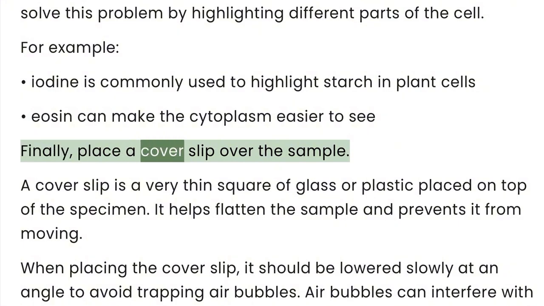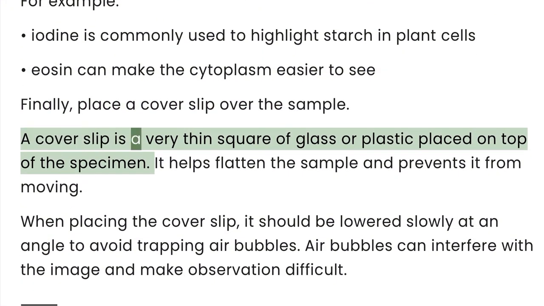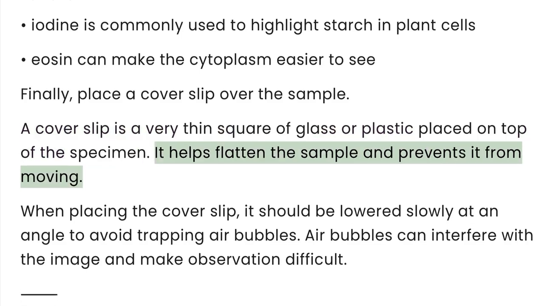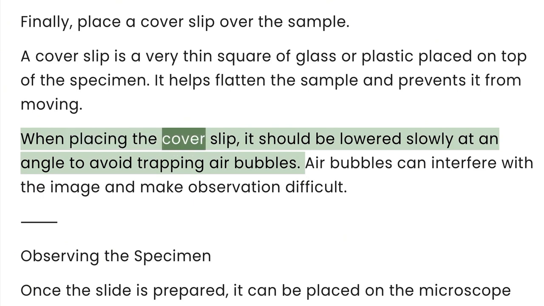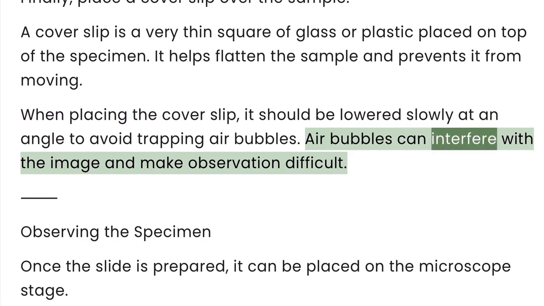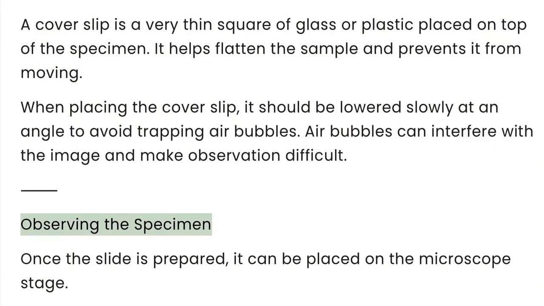Finally, place a cover slip over the sample. A cover slip is a very thin square of glass or plastic placed on top of the specimen. It helps flatten the sample and prevents it from moving. When placing the cover slip, it should be lowered slowly at an angle to avoid trapping air bubbles. Air bubbles can interfere with the image and make observation difficult.